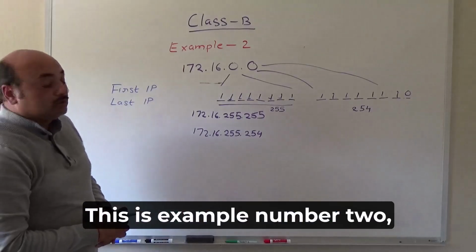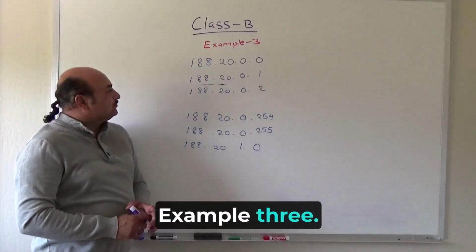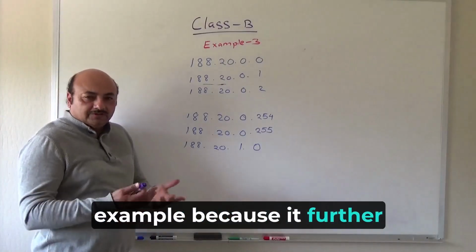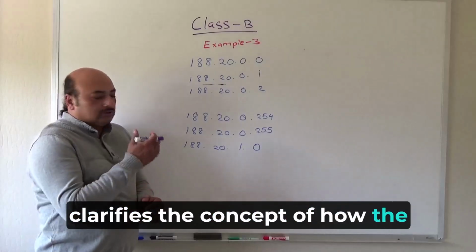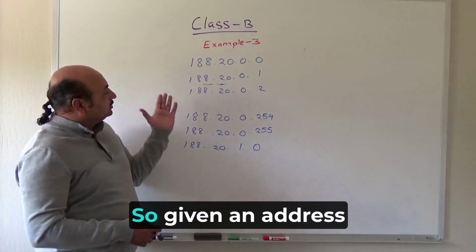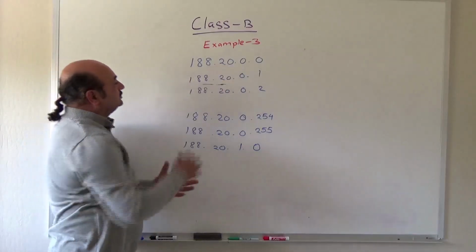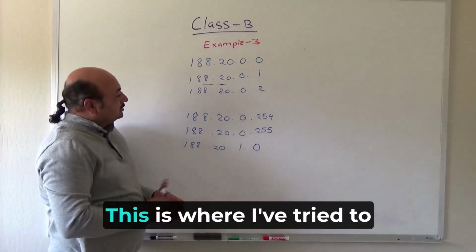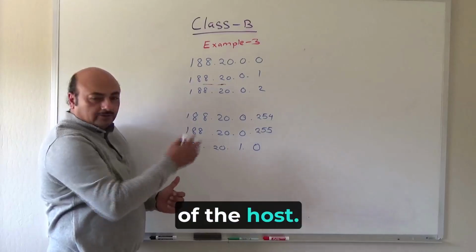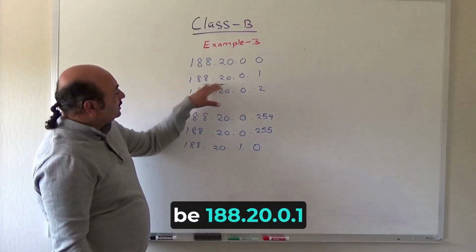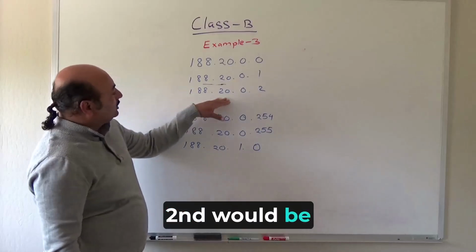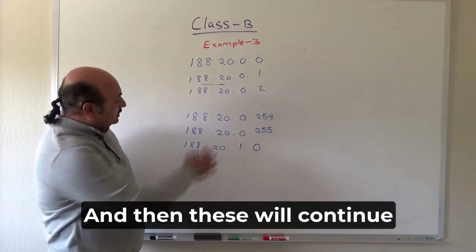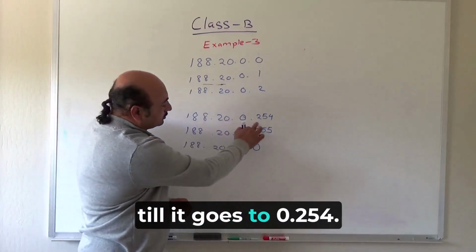This is example number 2. Example 3 is the important example because it further clarifies the concept of how the host numbering increments. So given a Class B network address 188.20.0.0, this is where I've tried to explain the numbering of the hosts. The first host would be 188.20.0.1, the second would be 188.20.0.2, and these will continue till they go to 0.254.